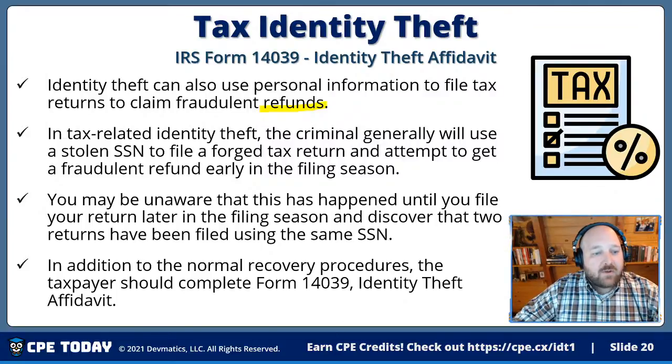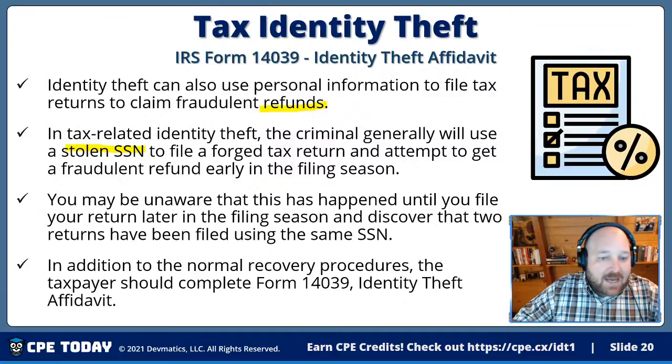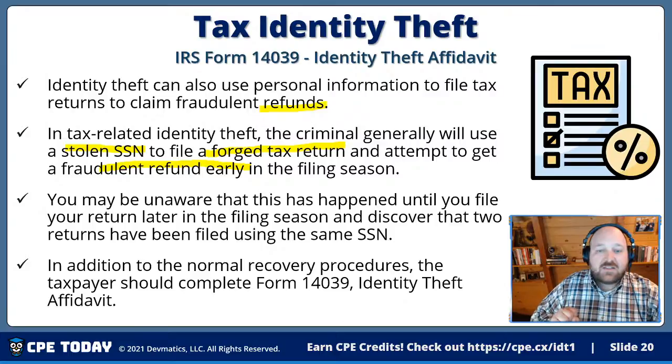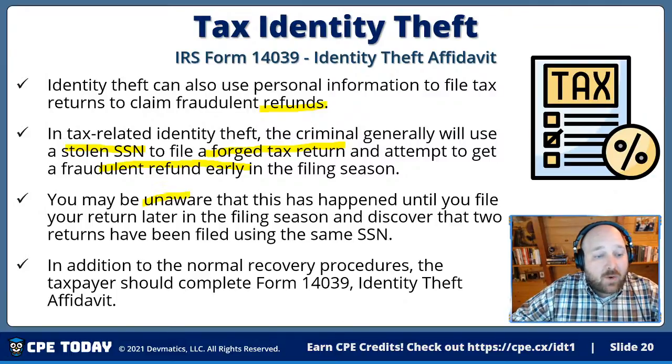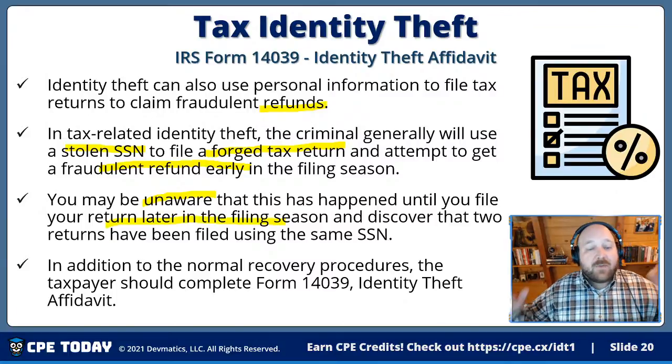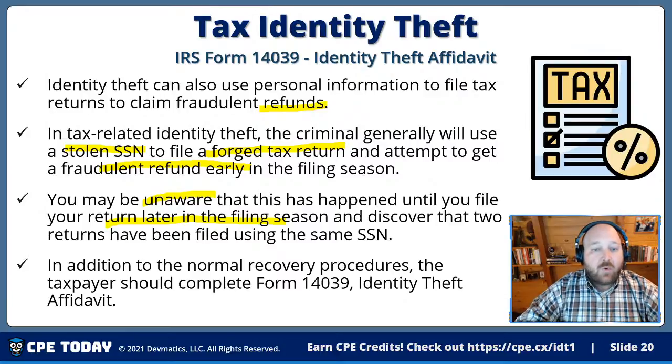So with tax fraud, they'll use a stolen social security number. They'll use a stolen address. They'll put in their own bank account information. They will submit a forged return and they will attempt to get that refund early in the season. As soon as the tax season opens up, that's usually when they're going to try to process this as quickly as possible. Okay. Now, you will be unaware that this issue happened until you file your return later in the season and discover it is rejected because a return has already been filed under the same social security number, okay?